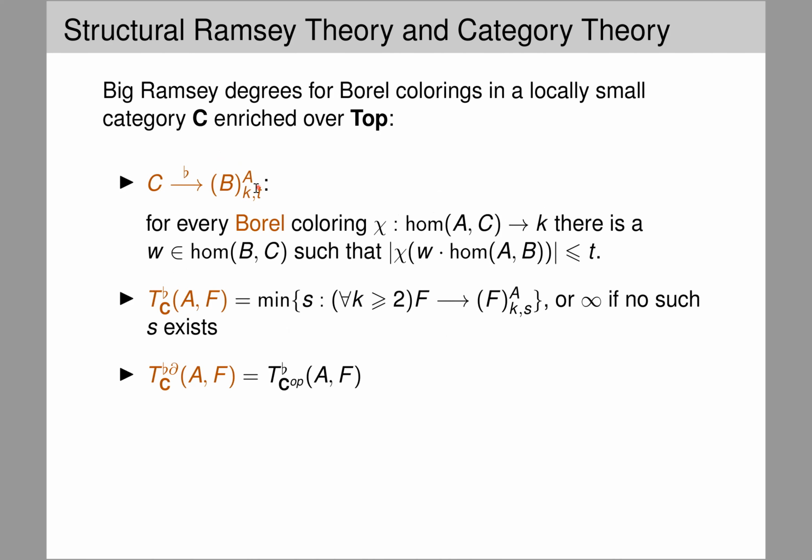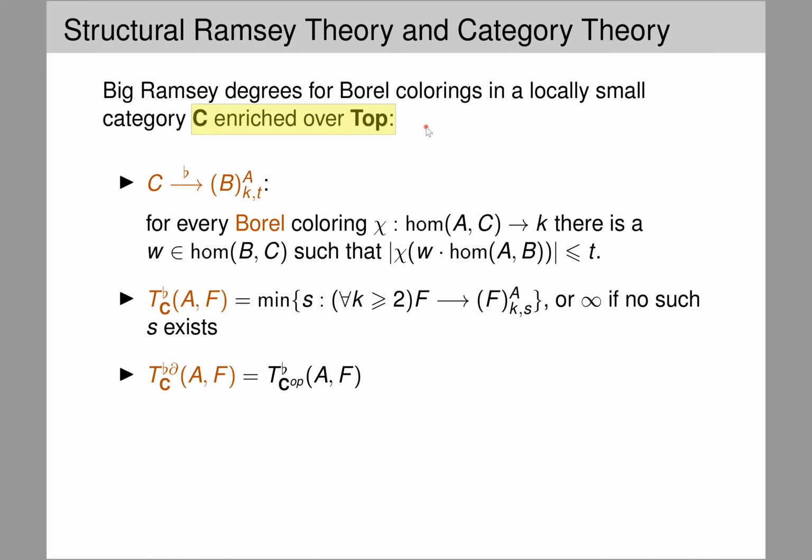And of course, big Ramsey degrees are introduced analogously. Now there is a technical thing. Since we have to work with Borel colorings, because I am going to use the Carlson-Simpson theorem to piggyback on that to produce the result about the big dual Ramsey degrees in varieties, our category C of objects has to be enriched over Top, the category of topological spaces. This basically means that Hom sets are topological spaces and the composition is continuous.